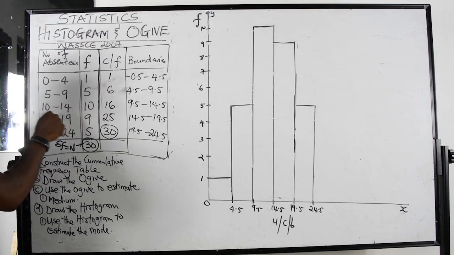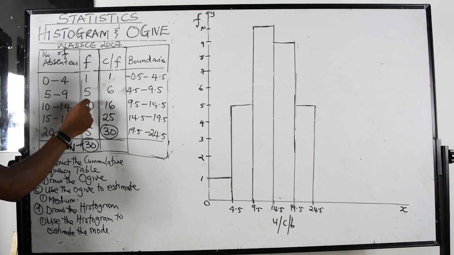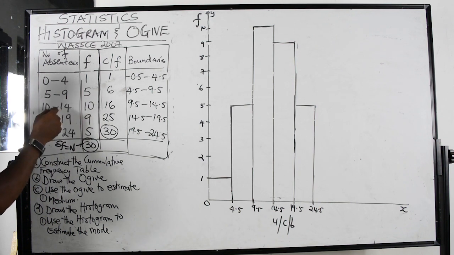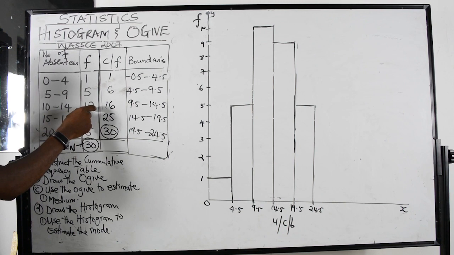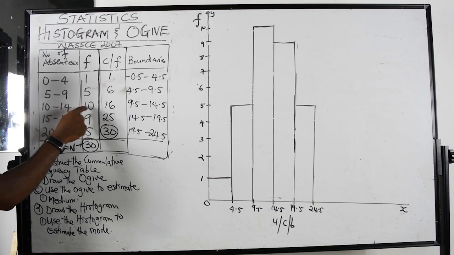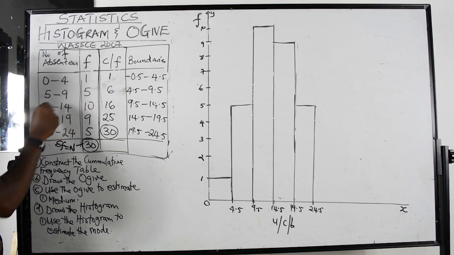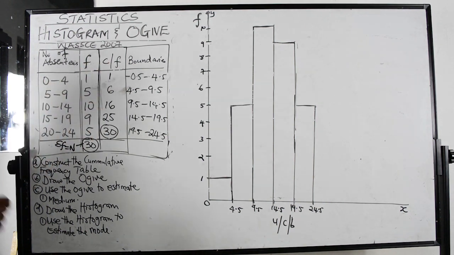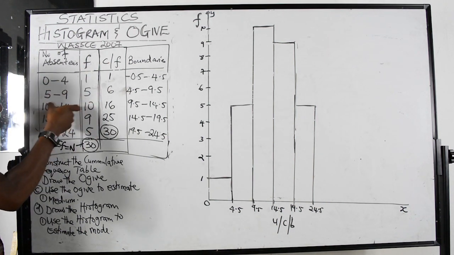Amongst these 5 numbers, there are 10 other numbers that occur here, ranging between 10 and 14. So it's possible that among these 10 numbers, 3 of them can be 11, or 4 of them can be 13, or even 9 of them can be 12. So the highest of them inside here is what you want to verify. That's called the mode, the highest occurring frequency here.